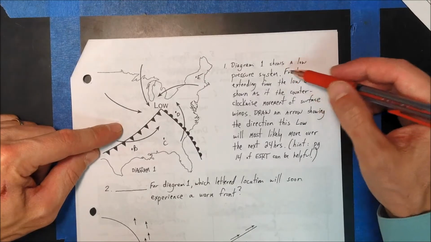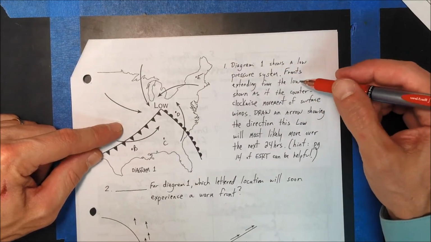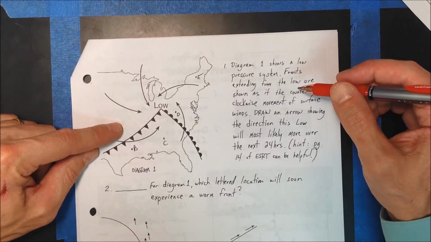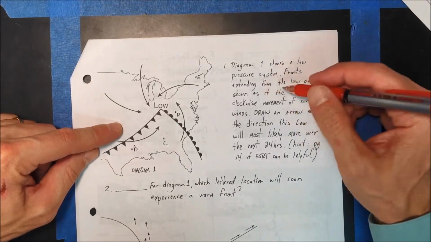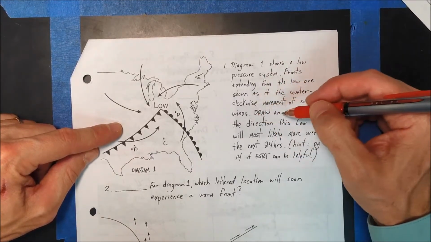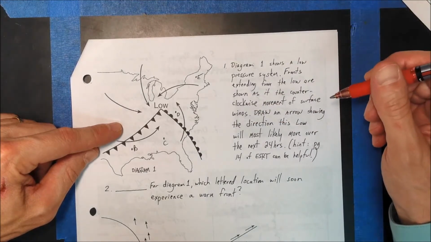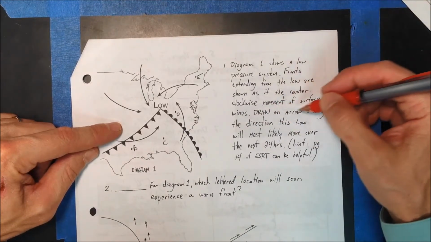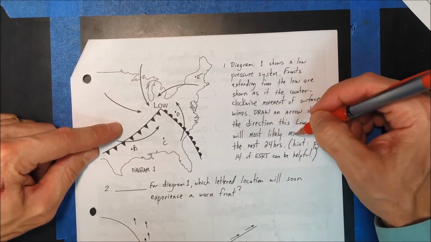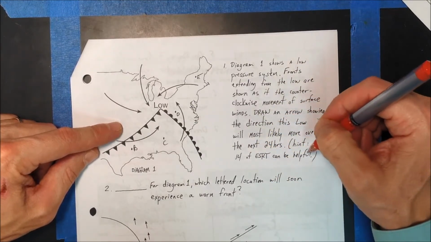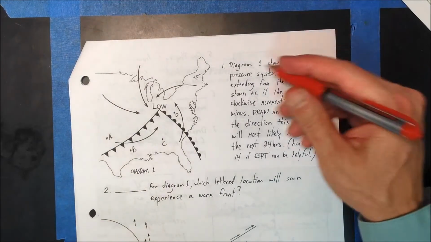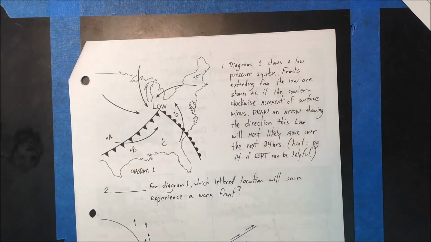What did I write here? Fronts extend from the low. Fronts extending from the low are shown, supposed to say showing the counterclockwise movement of surface winds. Draw an arrow showing the direction this low will most likely move over the next 24 hours. Hint, page 14 of the reference table can be helpful. If you don't remember, I apologize for this typo here, sorry about that.